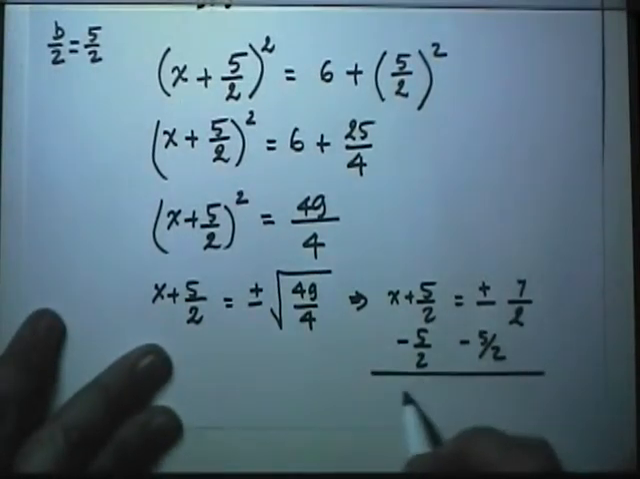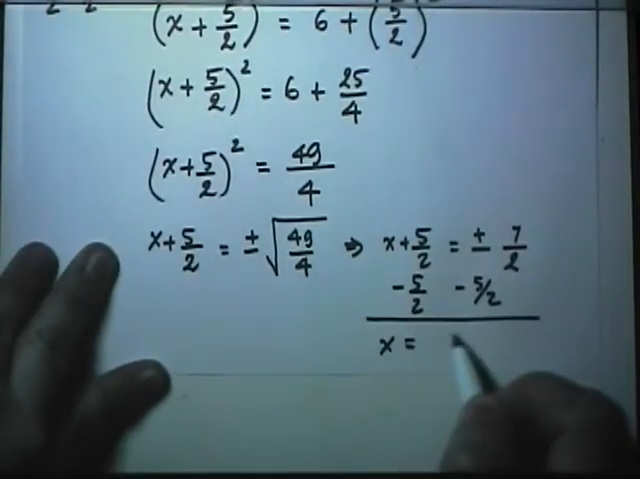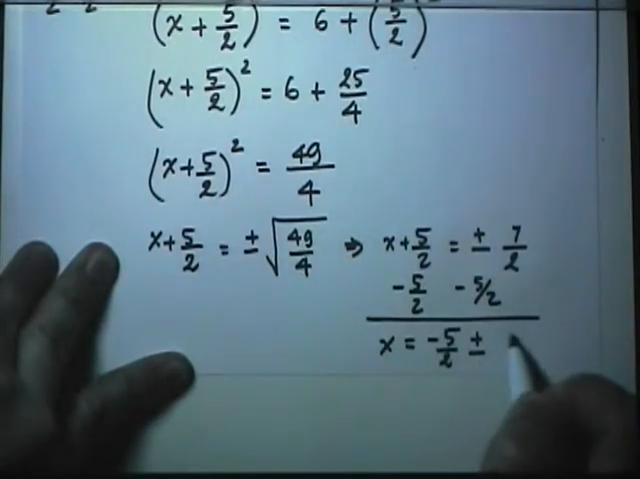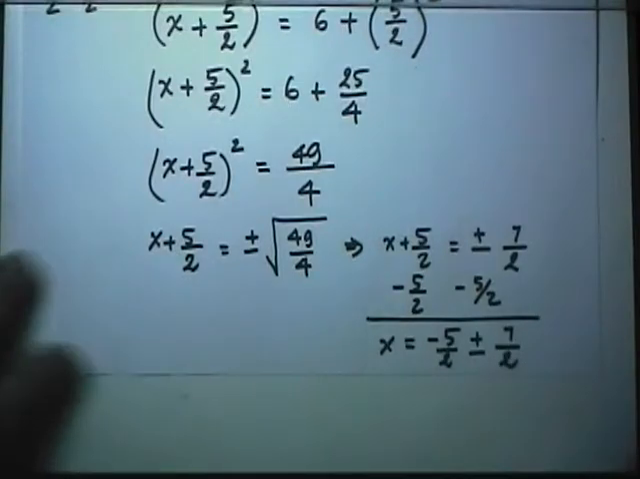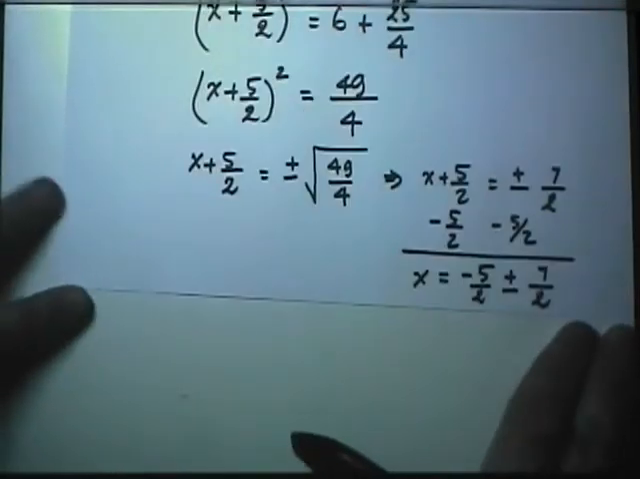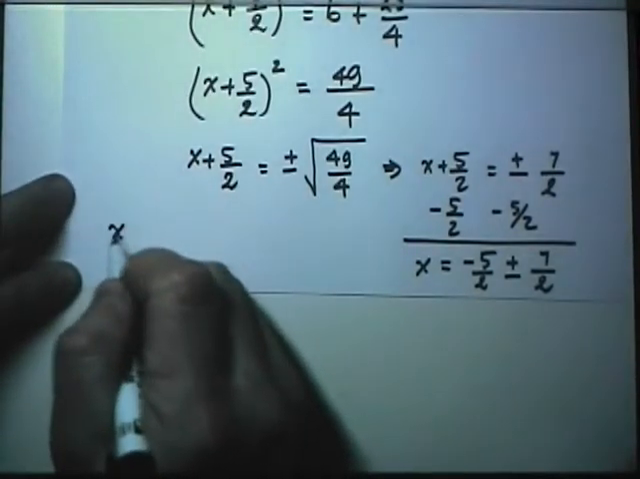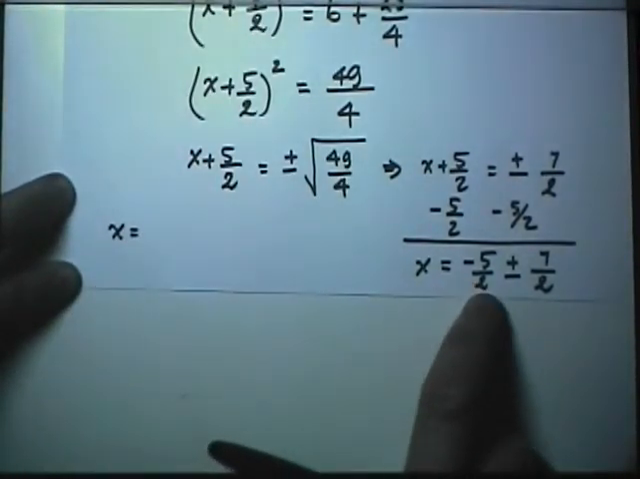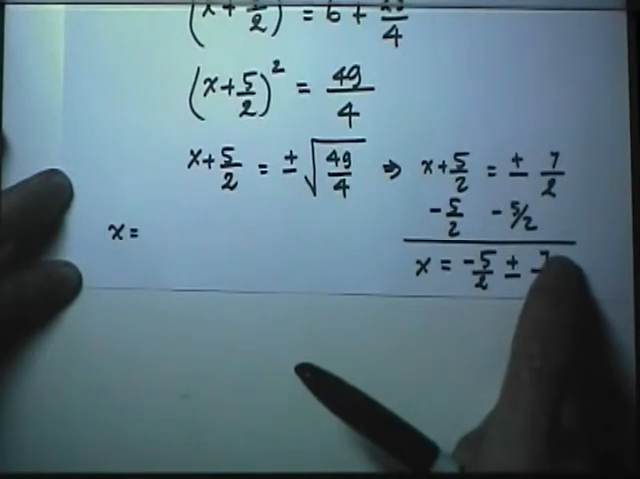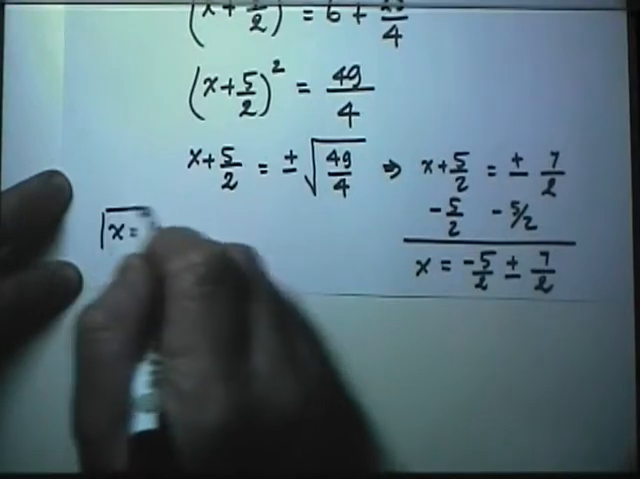My equation here yields x equals minus 5 over 2 plus and minus 7 over 2. At this point, once again, if some of you are weak with fractions, you must go back and practice your fraction skills. Here, x equals minus 5 over 2 plus and minus 7 over 2 means, first of all, one solution is minus 5 over 2 plus 7 over 2, and that gives me 1. x equals 1.